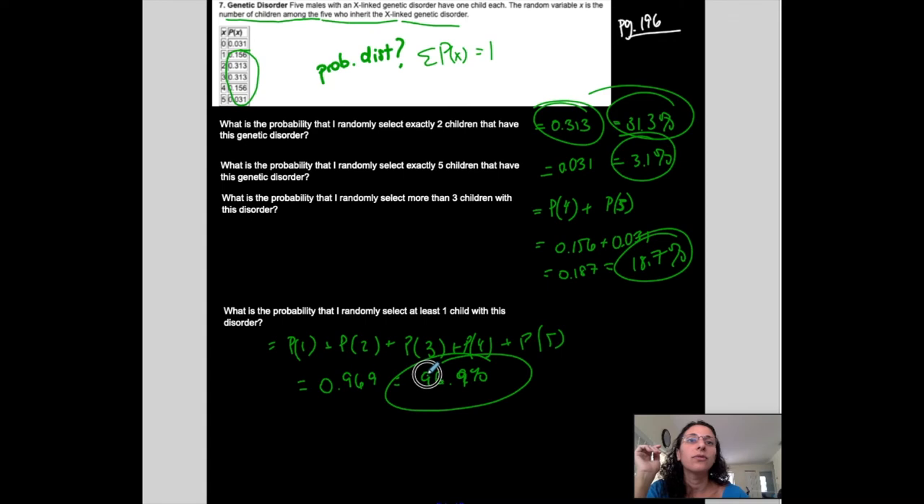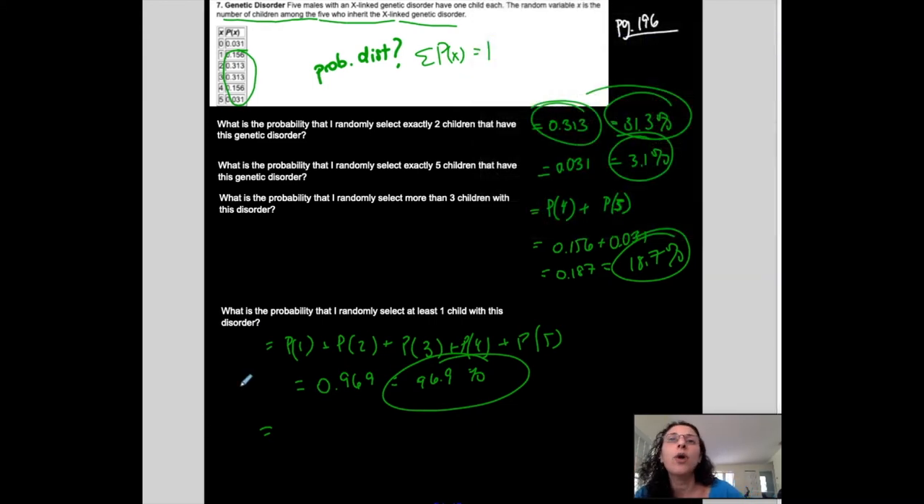In a group of five, at least one of them has that. I had to go and add all these probabilities together. Imagine if I had to calculate them and they weren't in front of me. That would be a pain in the butt, wouldn't it? Is there an easier way to do that?